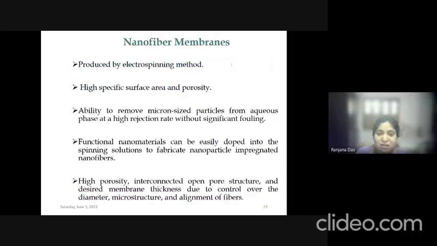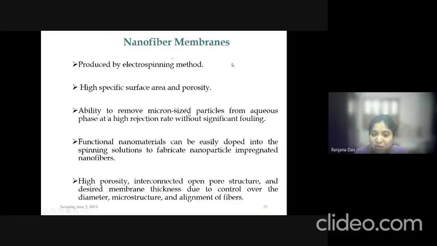In the first category, there is the nanofiber membrane. The nanofiber membrane is produced by the electrospinning method, and it is normally used nowadays for microplastic separation, which is very efficient. You can see it is highly efficient at removing micron-sized particles from the aqueous phase at a high rejection rate without significant fouling. So fouling is very low in the nanofiber membrane, and micron-sized particles are removed.